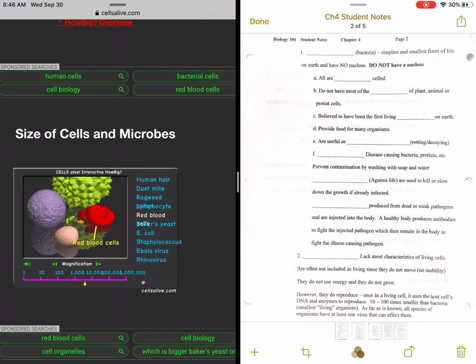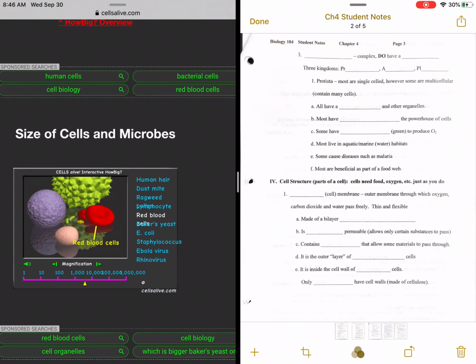All other cells, fungus, protists, plants, and animals, do have a nucleus. They are eukaryotic cells. And again, they include Protista, Animalia, and Plantae. He forgot fungi. F-U-N-G-I should also be part of that note. It should have 4 kingdoms. Mr. Johnson, you failed me again, sir.